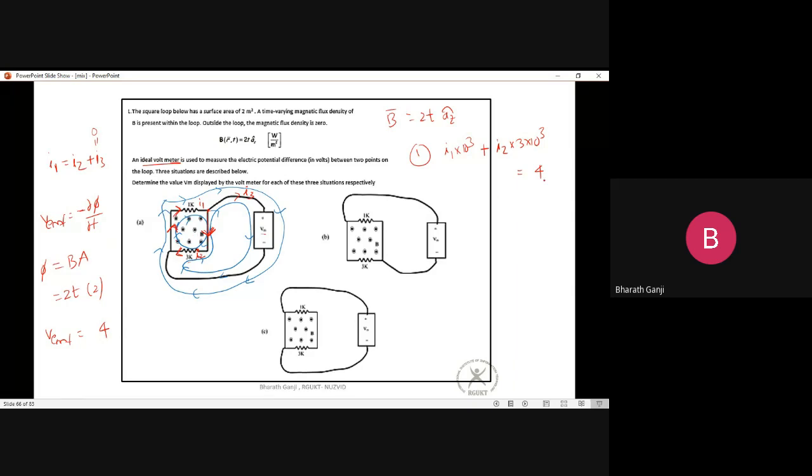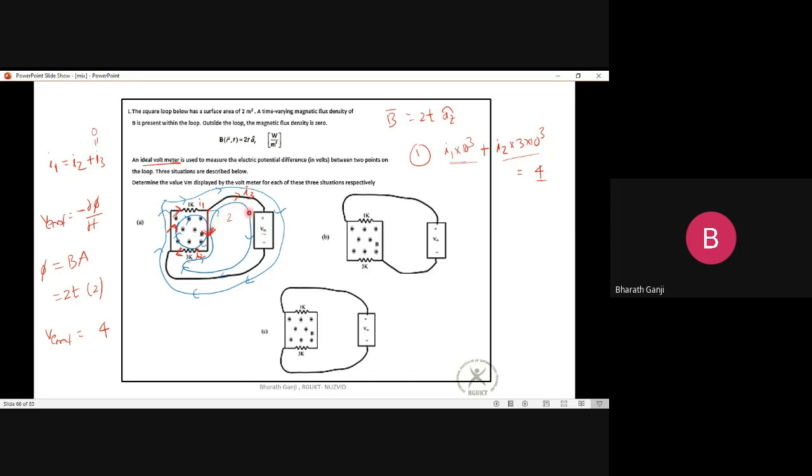Whatever potential drops there are in 1K and 3K should be equal to the total EMF given by the time varying magnetic field. The total EMF from the time varying magnetic field is developed partly across the 1K and partly across the 3K resistor. So this is your first loop. Let me go to the second loop. This is your second loop.